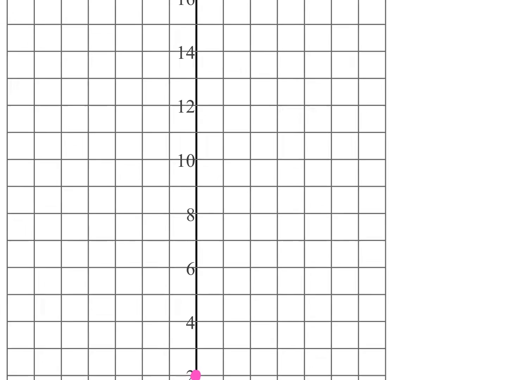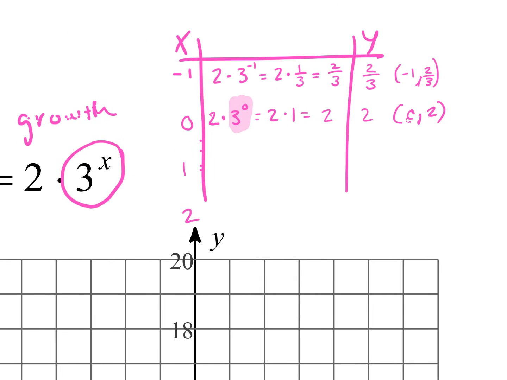Next we plug in 1. So 2 times 3 to the power of 1. What's 2 times 3 to the power of 1? 6. Just 2 times 3, so that is 6. So we plugged in 1 and got 6. On our graph, we go to the right one and up 6.